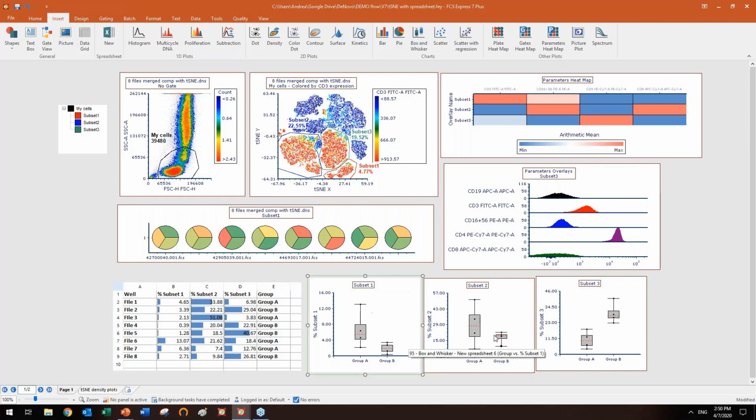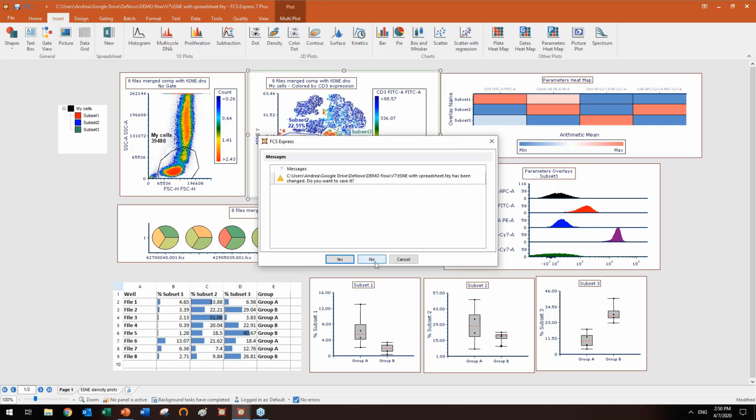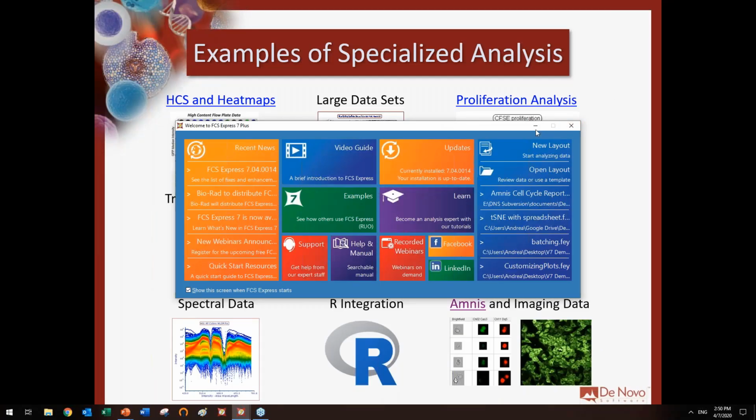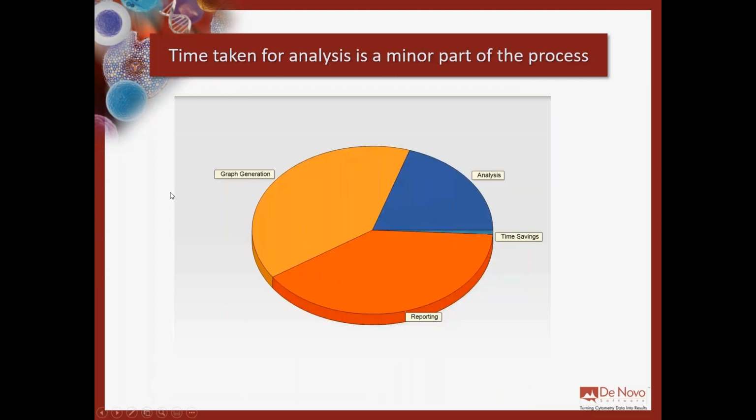And this is my box and whisker. So again, if I move subset 1, you see that the box and whisker for subset 1 updates in real time. So again, think about doing this without FCS Express. Okay, so again, we have really a lot of stuff going on, a lot of features. We have no time, unfortunately, to see all those cool features in a 1-hour webinar, but I hope I gave you a good flavor of what you can do in FCS Express.